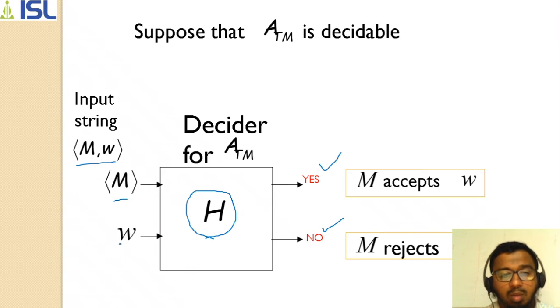M, W is giving the input, and with the help of this we are getting M accepts W or M rejects W. But for this, a decider should be there.